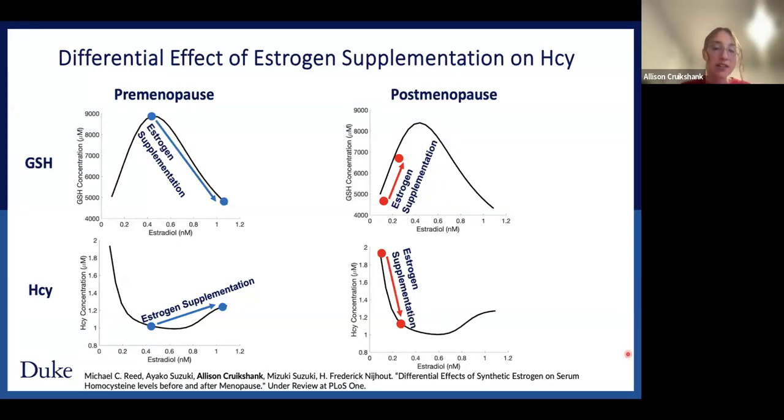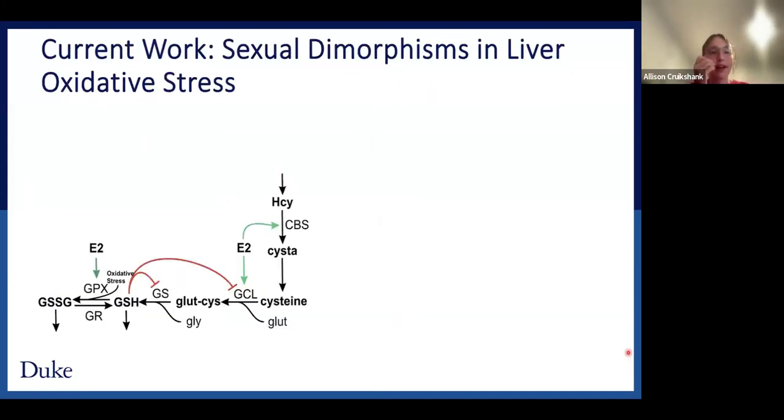Okay, so lastly, to end this talk, I want to talk a little bit about the current work I'm working on: sexual dimorphisms and liver oxidative stress. Oxidative stress, if you remember from that big diagram I showed on that first slide, interacts with glutathione to make the oxidized version of glutathione, glutathione disulfide. In the previous model, oxidative stress was just constant. We just took it to be 0.01 micromolar because that's what it usually is in liver cells.